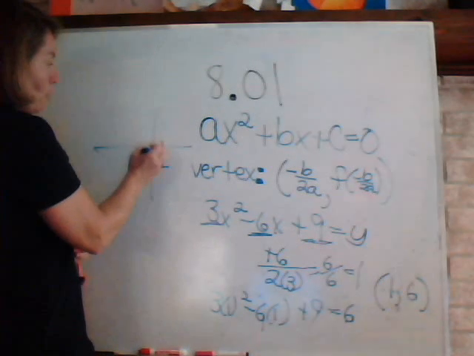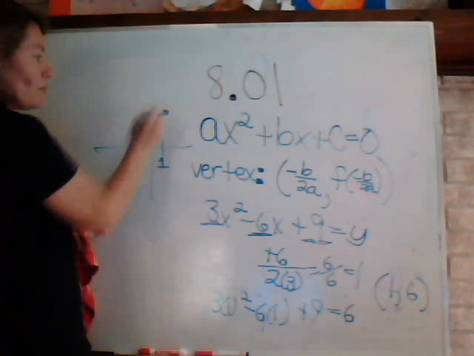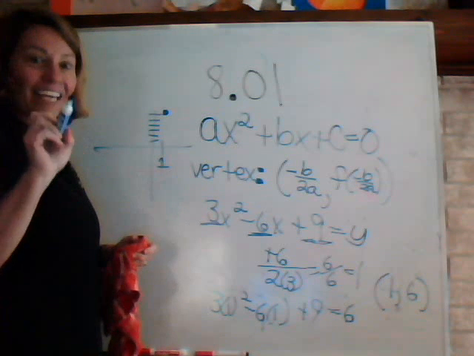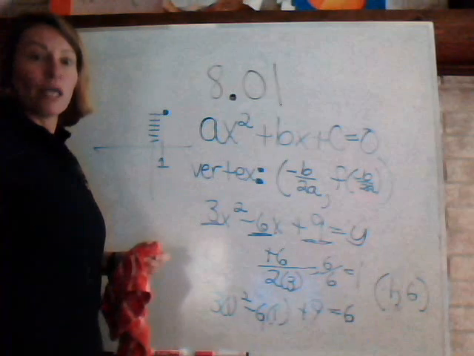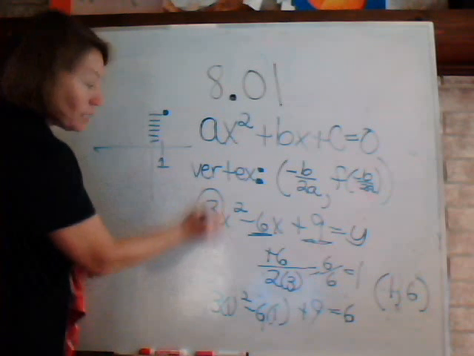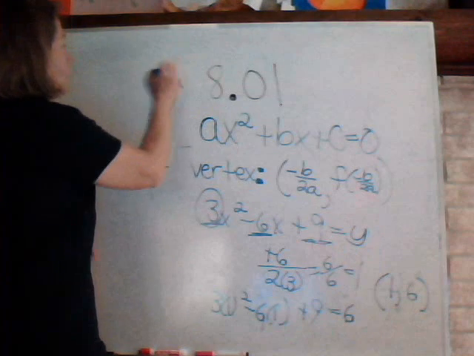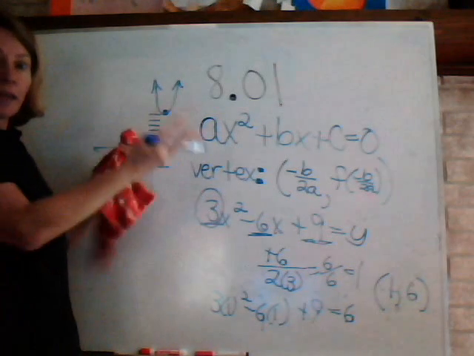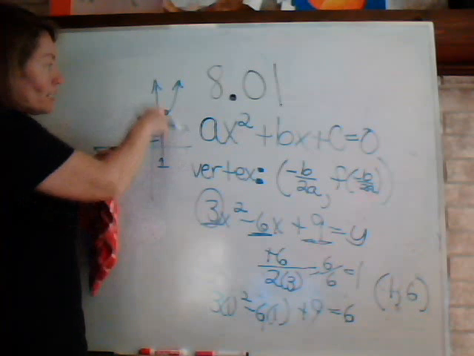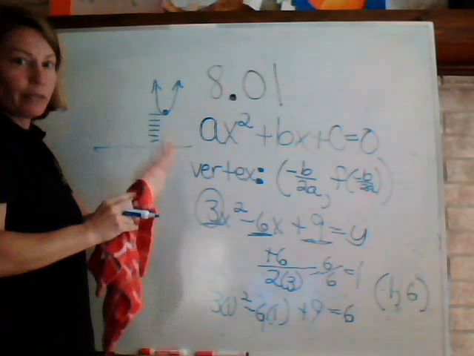So I'm going to go over 1, 6. There's my vertex. And we know about A, don't we? A, if it's positive, it faces up. If it's negative, it frowns and faces down. So A is a positive 3. That means my graph is going to face up. And voila, there is a general graph of where my vertex is and the facing of which way it's going. We're going to get a little more specific with that in a minute.